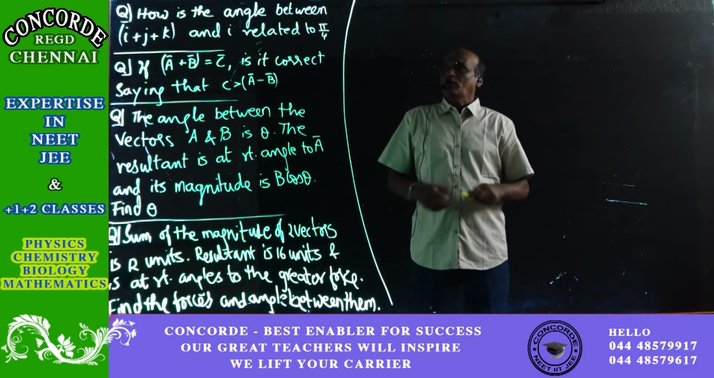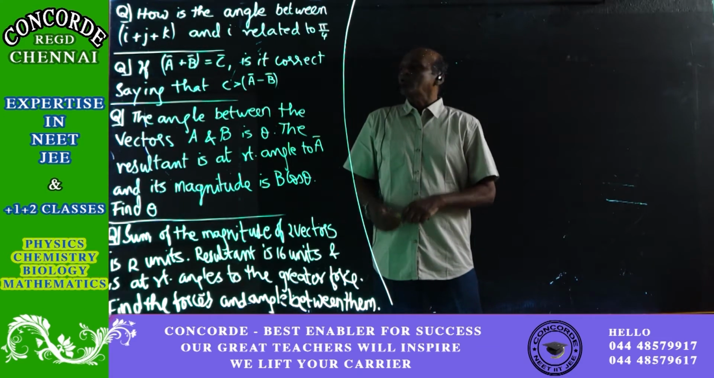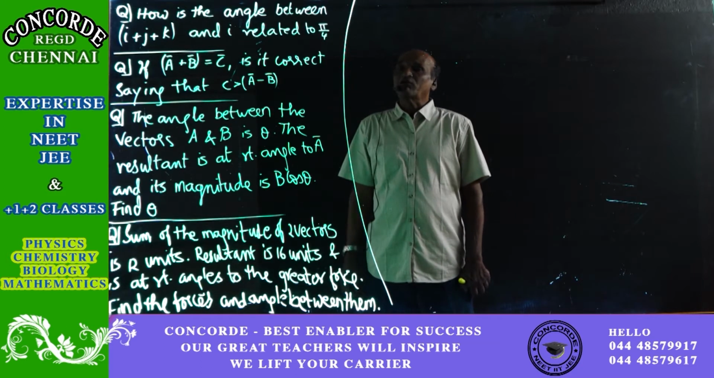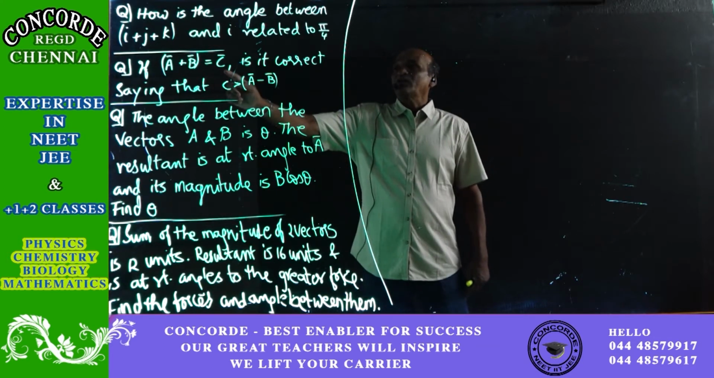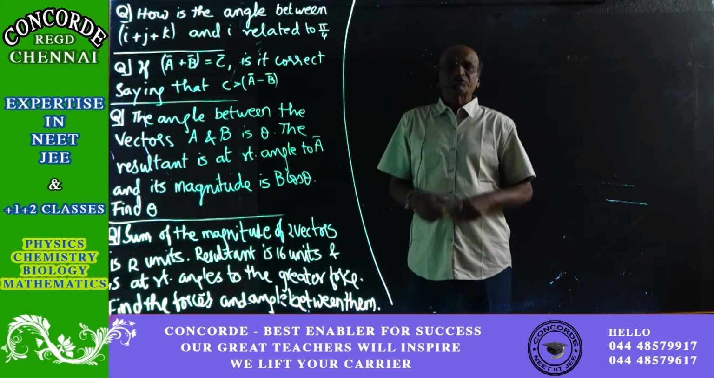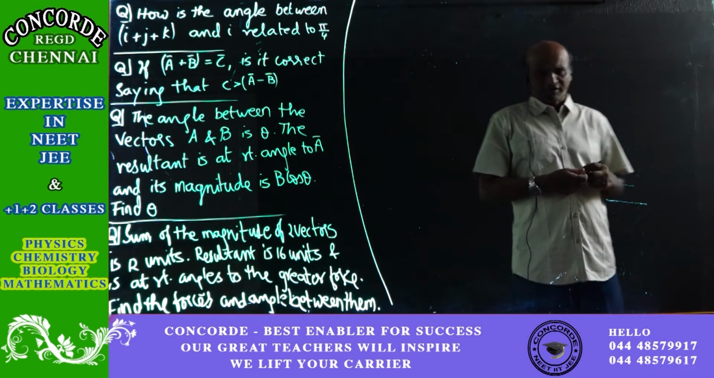Okay. Looking into the next question, where it is given that a bar plus b bar is equal to c bar, meaning that c bar is the resultant of a and b. And how to show the resultant by taking the parallelogram law? We know it very well.